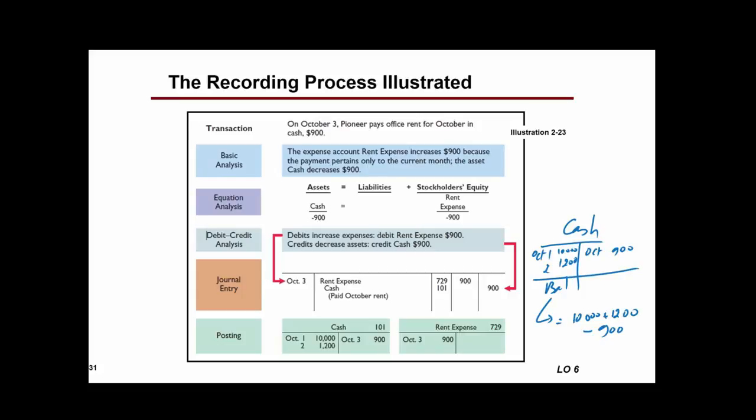This is how we calculate it for all the accounts. In this case, for example, rent expense, because there was only one entry, that would be equal to, the balance is a debit, it's on the debit side of 900.